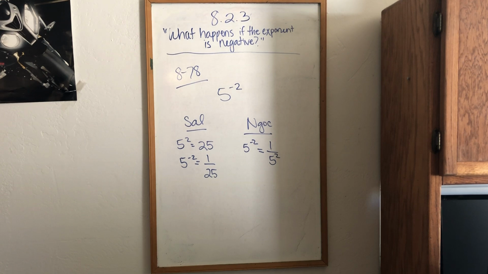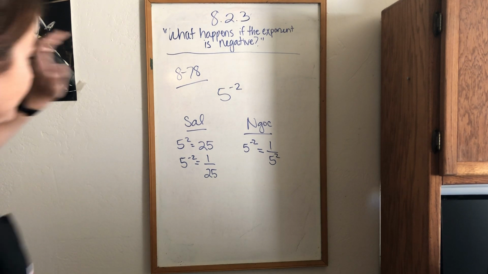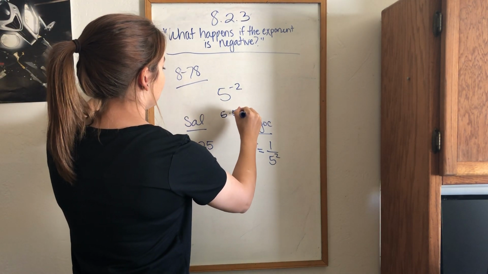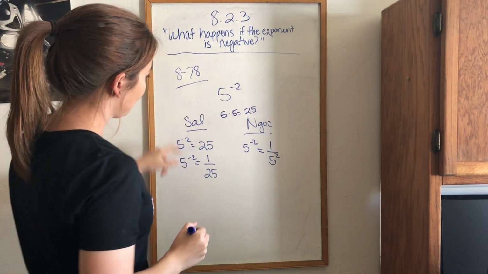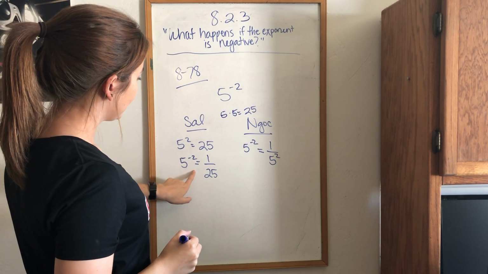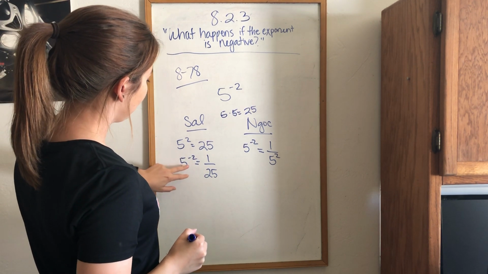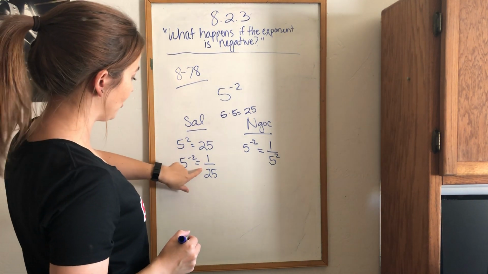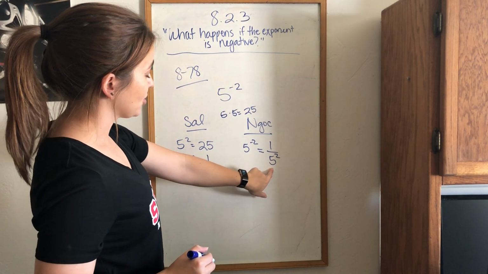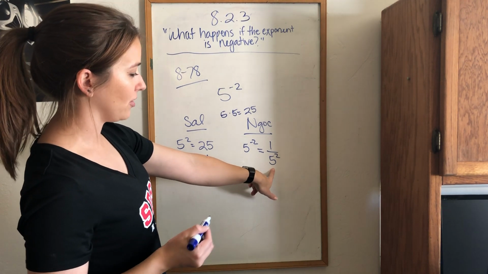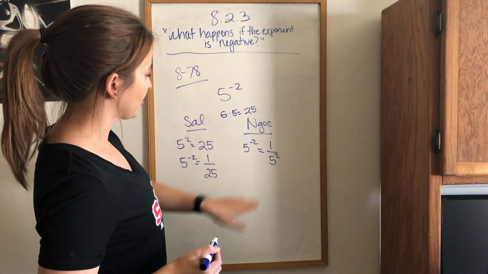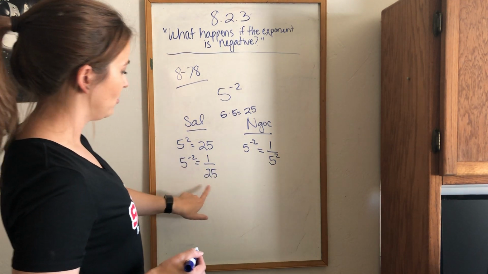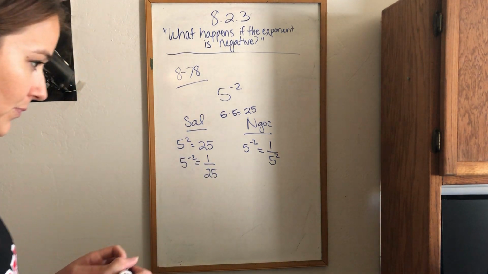So it looks like they're both correct. 5 to the second is 5 times 5, 25. So that's right. 5 to the negative second would just be 5 times 5 flipped on its head, 1 over 25. And that's just the same, but he just didn't simplify it all the way. So they are both correct. 5 to the negative second could either be written as 1 over 5 to the second or 1 over 25.